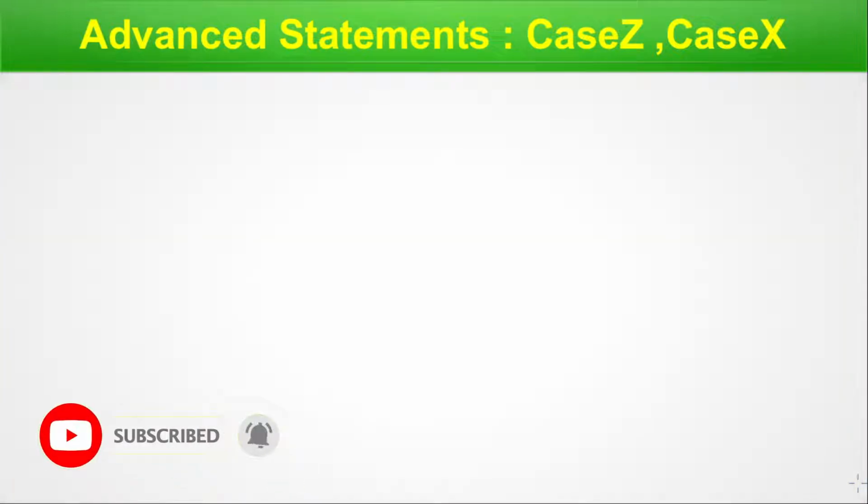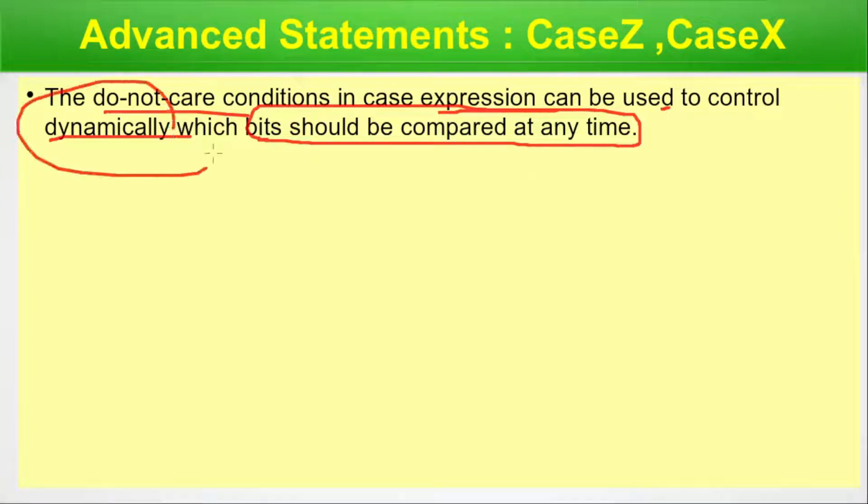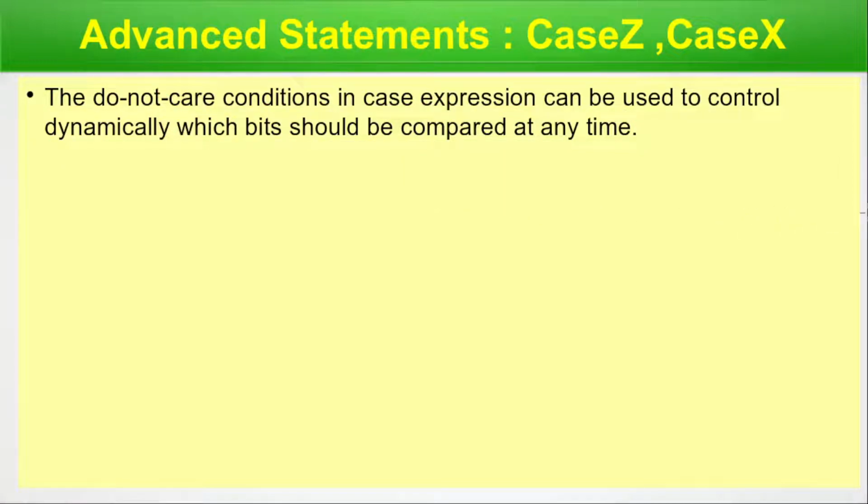We continue our discussion here for the case Z and case X descriptions and definitions. The do not care conditions in the case expression can be used to control dynamically which bits should be compared at any time. This dynamicity is another very important factor, because in the lookup table of the regular case statement, the left hand value before the colon should be something fixed. It's not dynamic. However, in case Z or case X, you will see in the examples how they can be dynamic, how we can write them as dynamic. You will see this is a stark difference from the regular case statement.